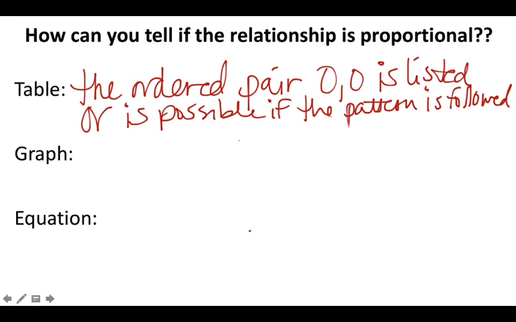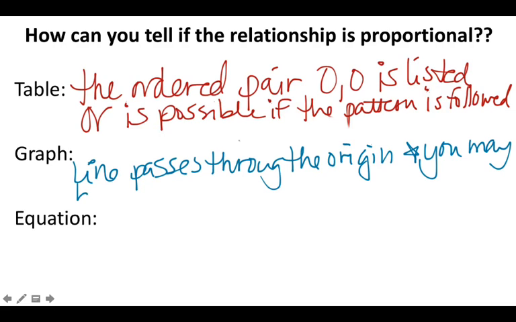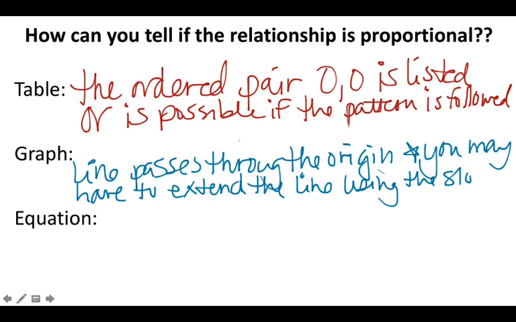All right. Now, if you're given a graph, the line passes through the origin. Side note, you may have to extend the line using the slope. And what that means is you might have to do the rise and run and work your way down and see if it goes through the origin or not. Again, just because it doesn't show you doesn't mean that it's not true.